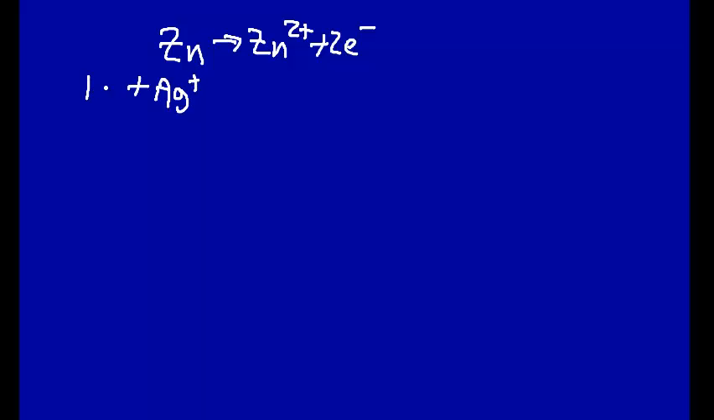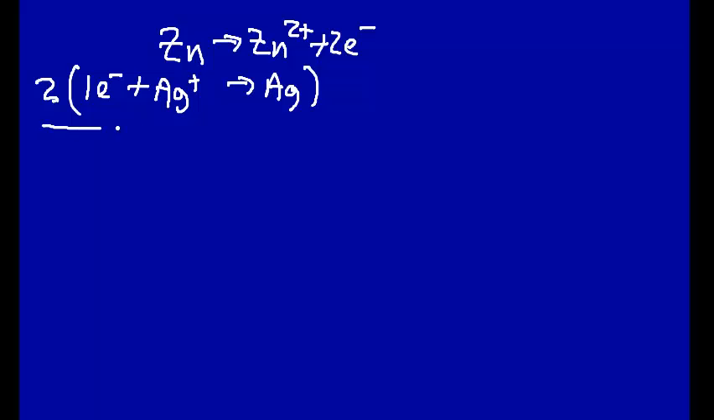Okay. So zinc is being oxidized to zinc 2 plus plus 2 electrons, and silver plus 1 is being reduced by adding 1 electron to metallic silver, Ag. Since we're going to have to use a Nernst equation, we're going to have to calculate a reaction quotient. And so we have to have a balanced chemical equation. So we have to multiply this by 2. So we have 2 electrons on this side, 2 electrons on that side.